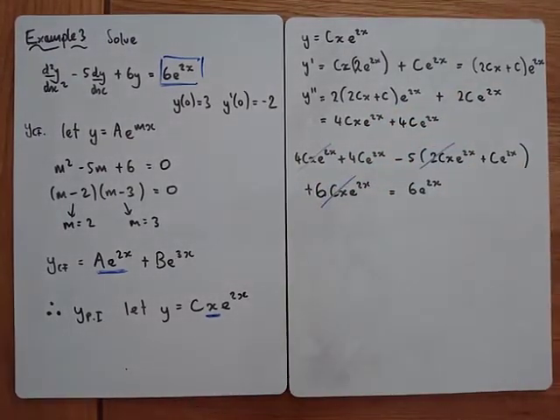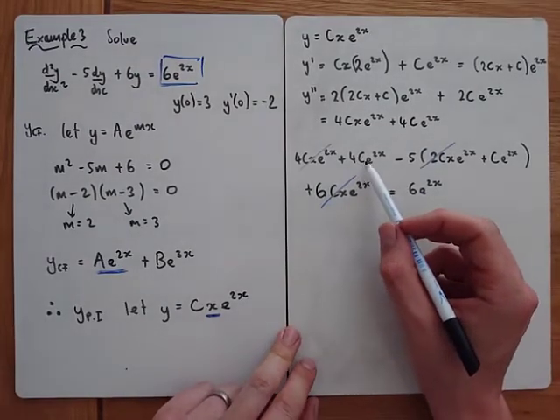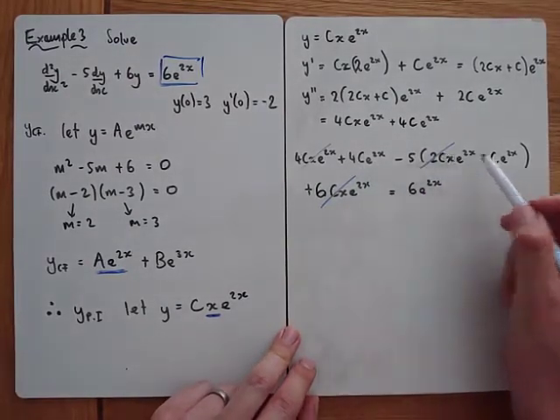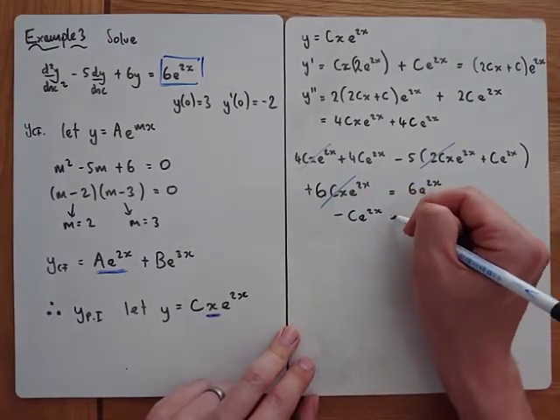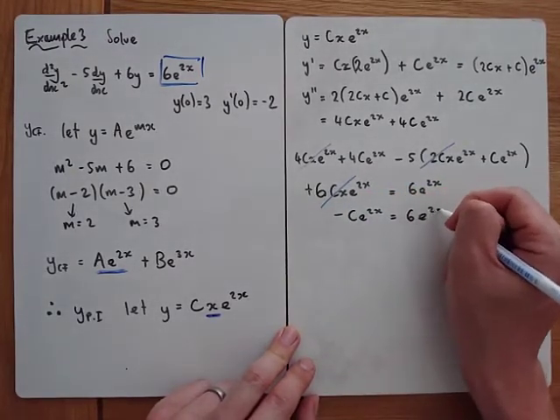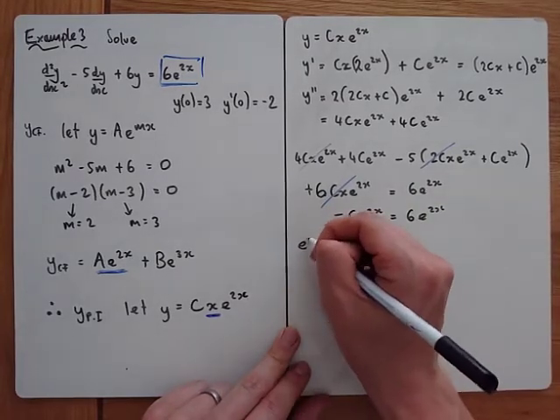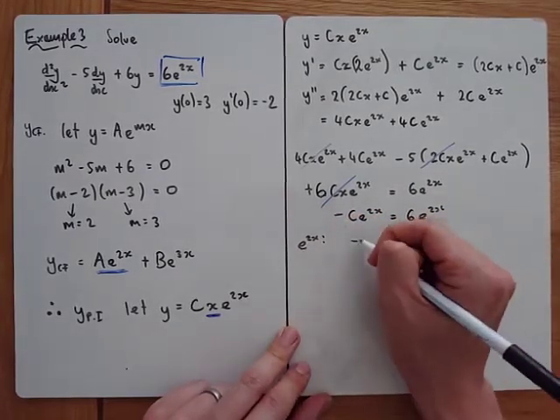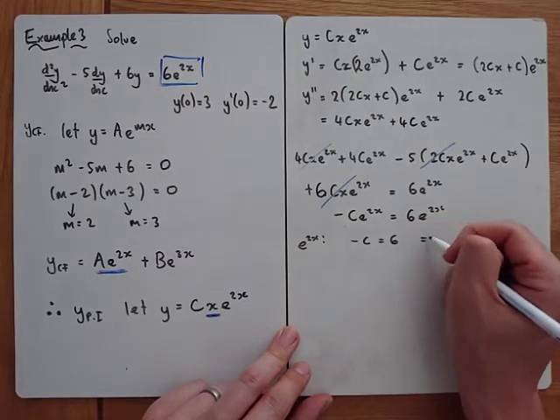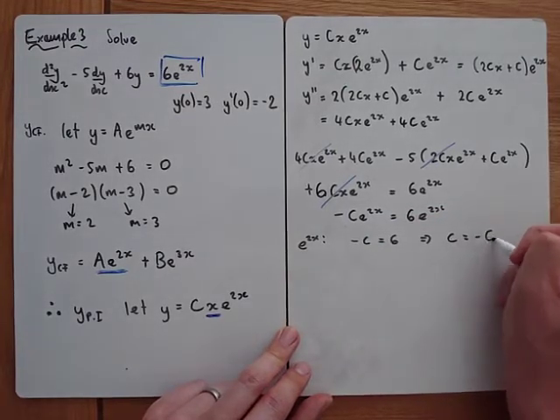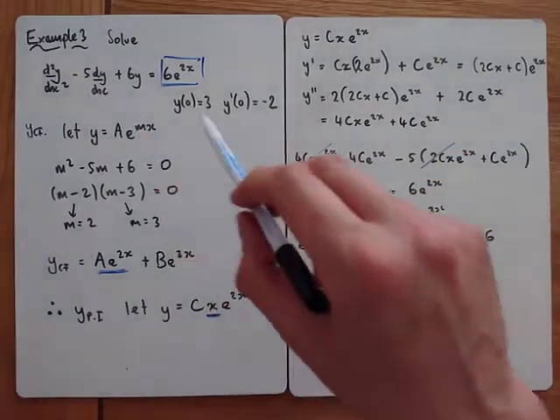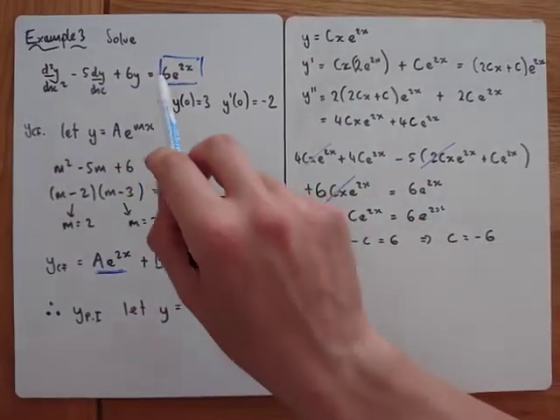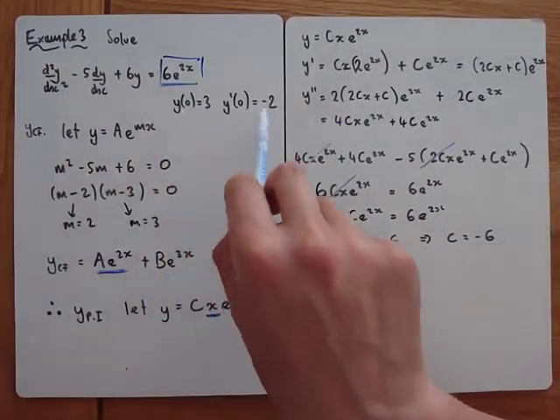And then we are left with 4c minus 5c, so minus c e^(2x) equals 6e^(2x). If we equate the e^(2x) terms, minus c equals 6, so c would equal minus 6. Okay, we're not quite done. These are quite long-winded questions, aren't they? So now we've got to figure out what our constants are using this information here.